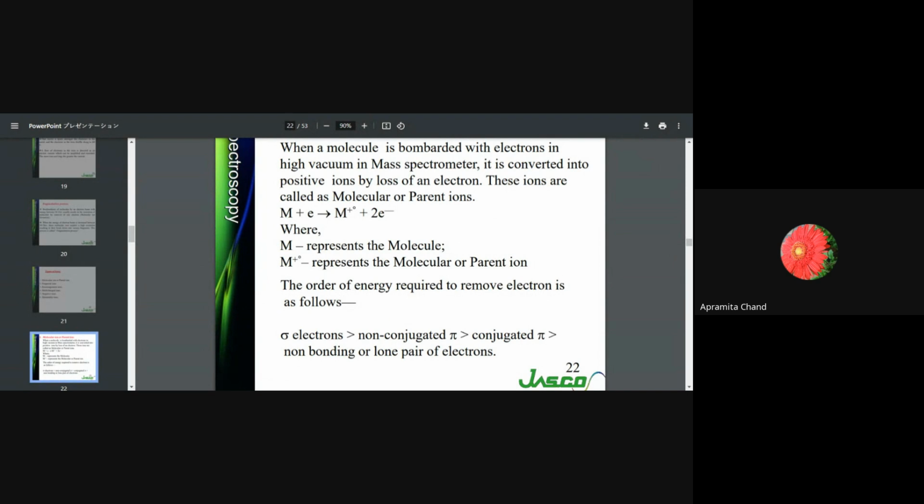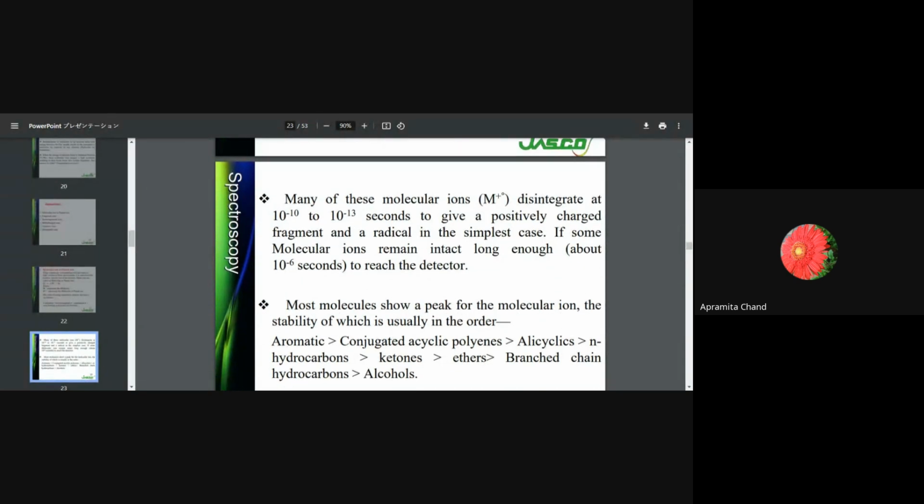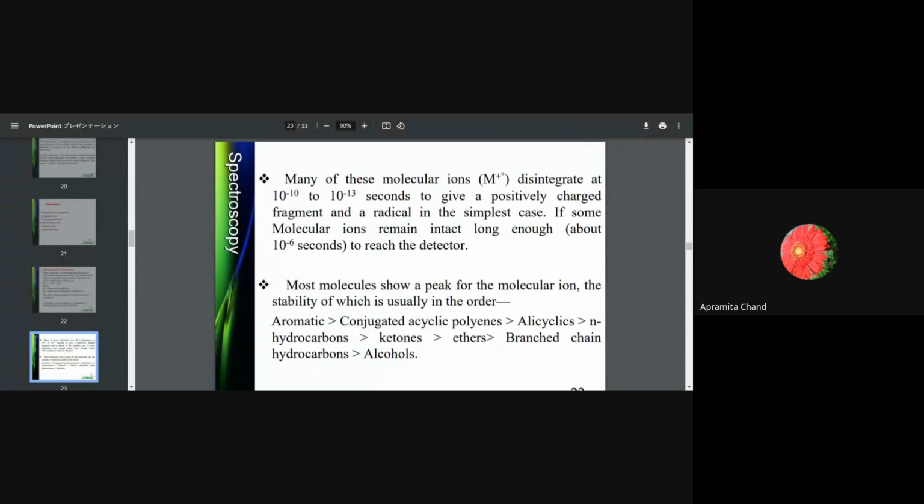The order of energy required to remove an electron is as follows. Sigma electrons cause the most difficulty in coming out, so they need the most energy. Non-conjugated pi electrons will also take more energy than conjugated pi electrons, and the least energy is taken by non-bonding lone pair electrons, because they are loosely bound. Also, these molecular ions disintegrate within 10 to the power of minus 10 to 10 to the power of minus 13 seconds, and give a positively charged fragment and a radical in the simplest case.